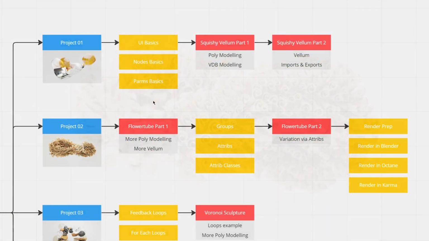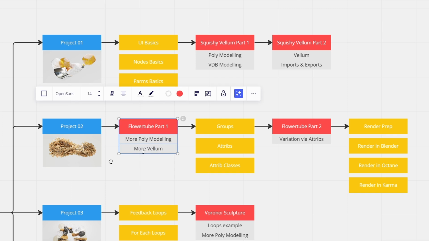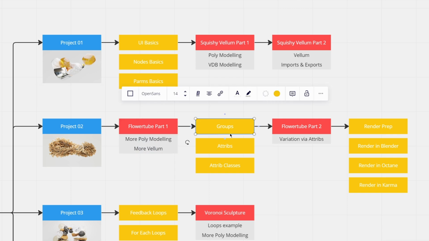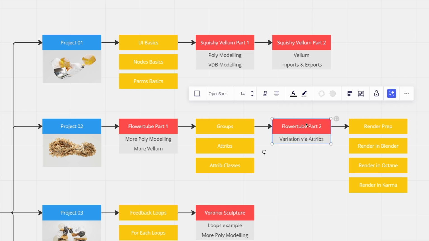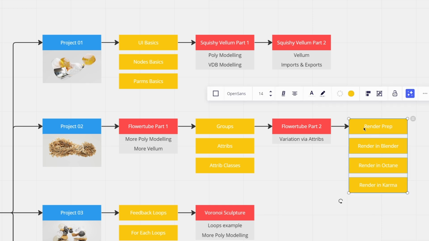Now, in this week we're going to build the first part of a flower tube, and we're also going to look at groups. Then, as always, we're going to take a break for 1 week, and then the week after we're going to publish the videos on airtrips and airtrip classes, as well as the second part of a flower tube. And then again, 1 week break, and in the week after we're going to take a look at all the different ways that you might want to render this project that we're creating here.